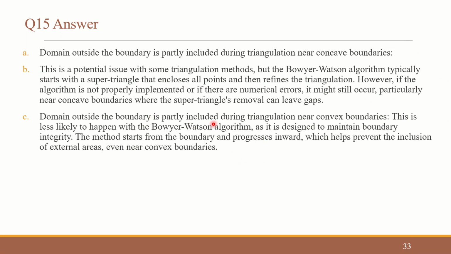Domain outside the boundary is partly included during triangulation near convex boundaries. This is less likely to happen with the Bowyer-Watson algorithm as it is designed to maintain boundary integrity. It starts from boundary and progresses inwards, which helps prevent the inclusion of external areas even near the convex boundaries. So second statement is less likely to happen. It cannot happen. So therefore second statement was the right answer, because in the question it was asked which cannot happen. So second one was the right answer.